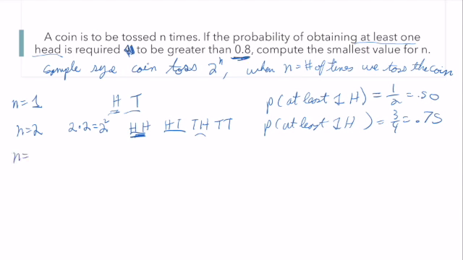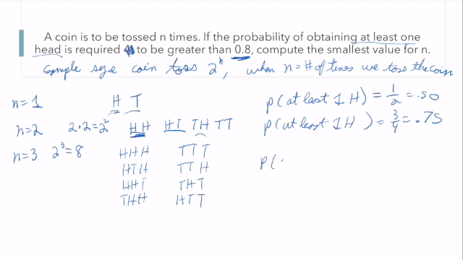So let's take a look at when n equals 3. I know that this sample size is going to be 8. So I have heads, heads, heads; heads, tails, heads; heads, heads, tails; and tails, heads, heads. And then I have all tails, 2 tails and a head, tails, heads, tails, or heads, tails, tails.